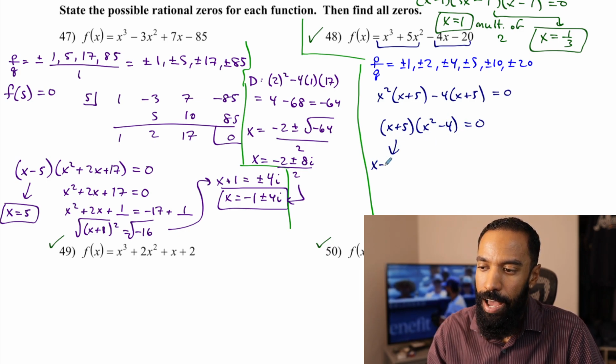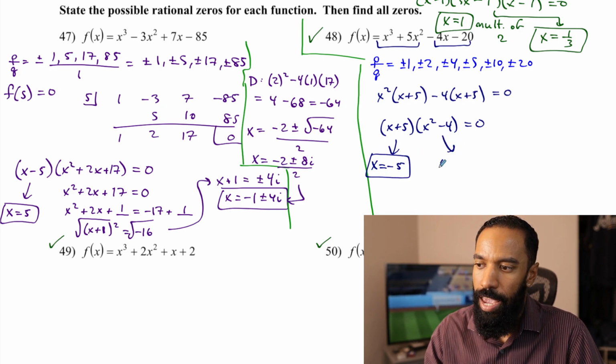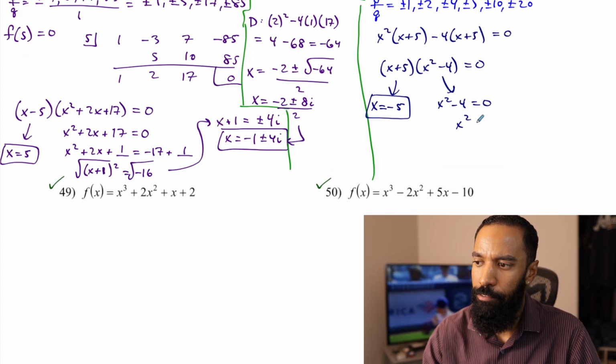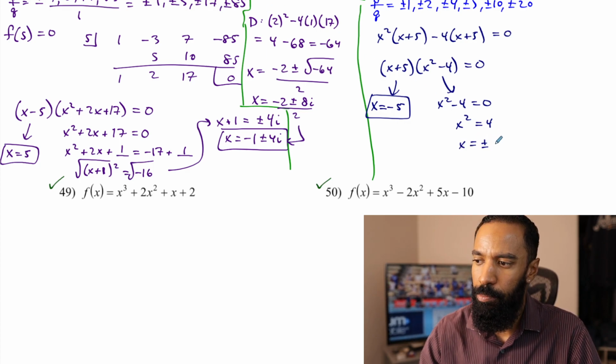x equals negative 5 is one of your roots here. That was the one I was talking about. And this is when you set x squared minus 4 to 0. Yeah, quadratic formula is a thing, and yeah, difference of two squares. But you could also add 4 to both sides, take the square root of both sides, and you get plus or minus 2.